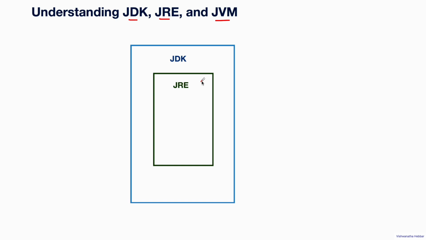If you want to run any Java based applications, you need to have a JRE. If you want to develop a Java based application, then you need to have a JDK. And within the JRE, it contains JVM, Java Virtual Machine, which converts the Java code into a byte code, which is finally run on the JVM.